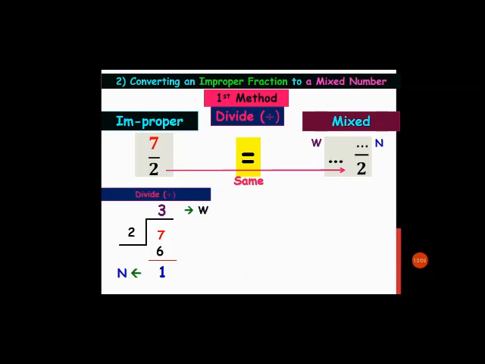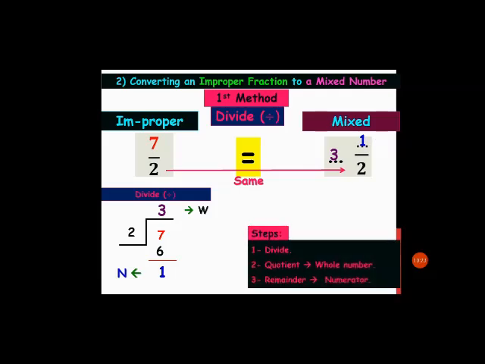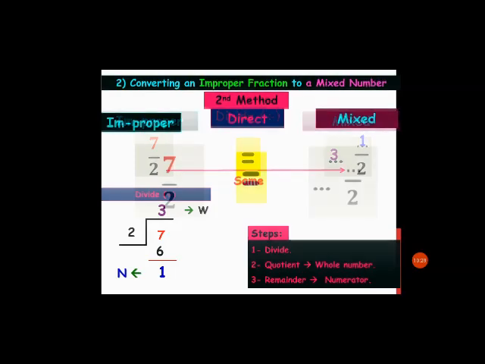The quotient includes the letter O. It reminds you of the whole number, with the O existing in the word whole. And also the N in remainder reminds you of the numerator. So I put 3 as the whole number and 1 over 2. So the steps: first I divide, put the quotient as the whole number, and put the remainder as the numerator.